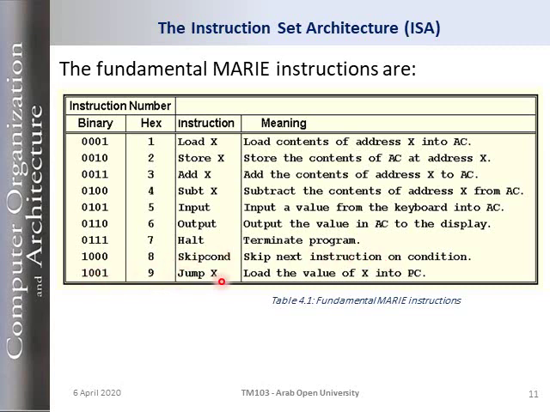Instruction number 9, jump X, which means load the value of X into PC. So our next instruction will be stored in X. We'll change the value of the program counter to the value of X, and we will execute whatever instruction is stored in this memory location. This table you have to memorize. You have to memorize the numbers, the instructions, the number of each instruction, and what it does.